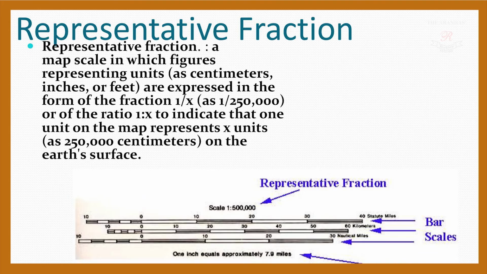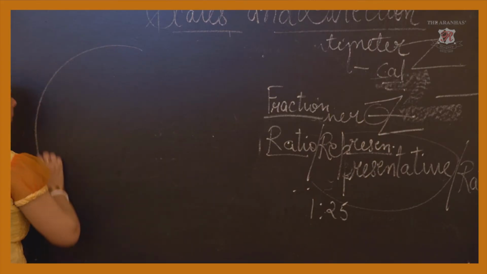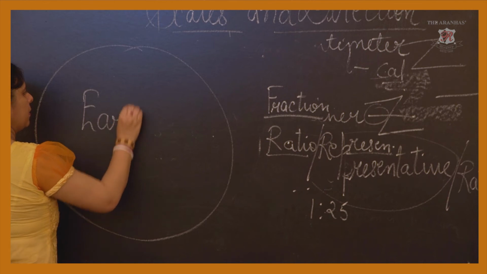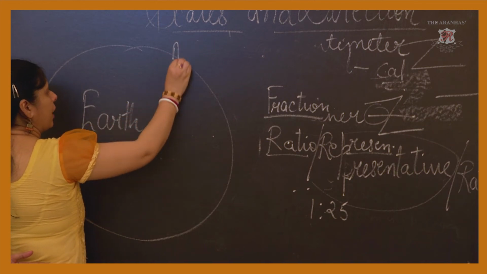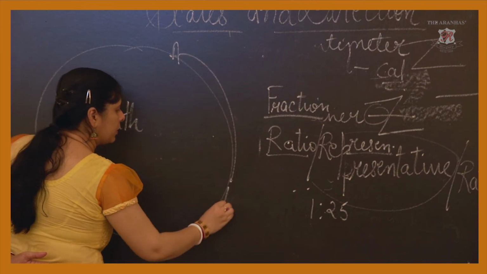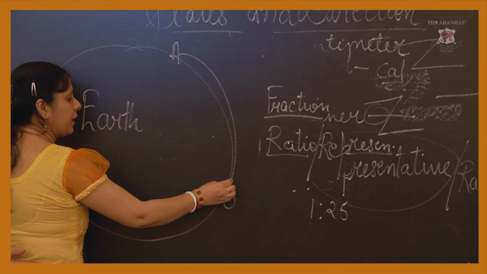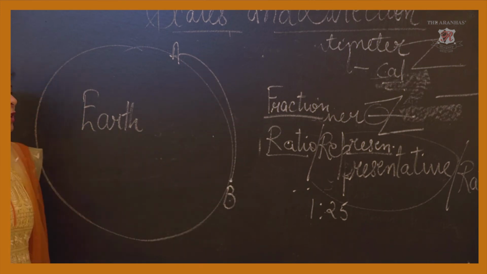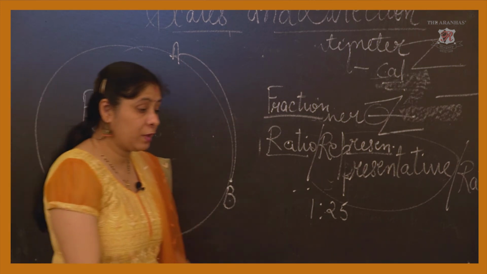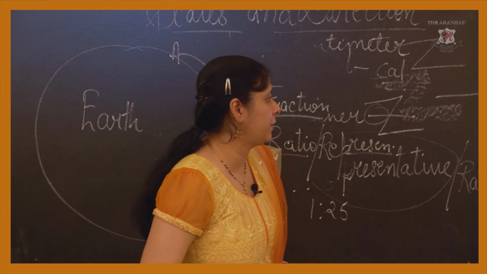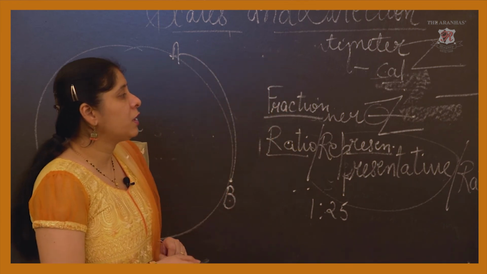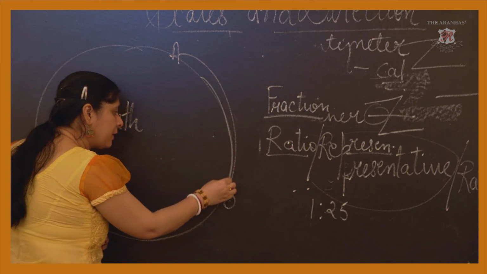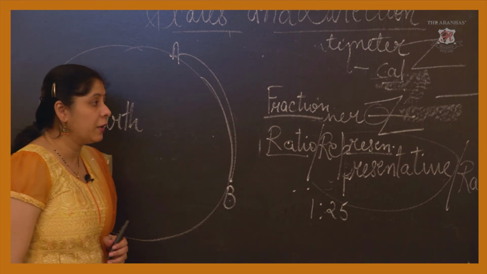Now suppose one has to travel from, this is our earth, someone has to travel from this place to this place. This I have already explained. Now this entire thing would be shown with the help of the representative fraction. The most important thing over here is that it talks about the earth's surface. That means the entire surface distance has been discussed here.